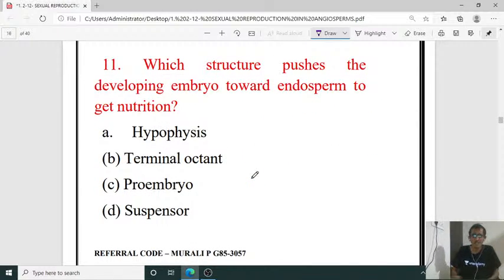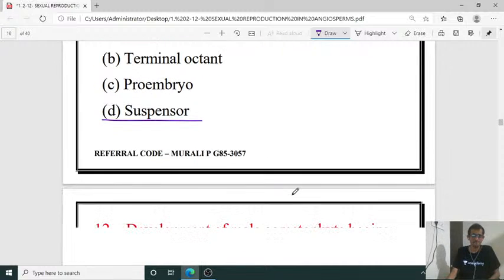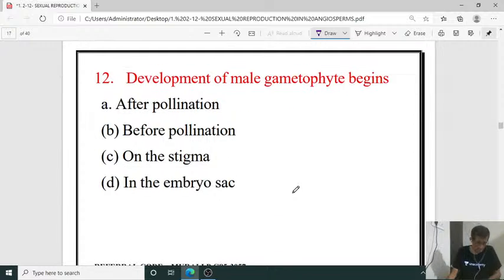The 11th one. Which structure pushes the developing embryo towards the endosperm to get nutrition? In one of the previous questions I said this. It is the suspensor. The suspensor pushes the embryo into the endosperm region for nutrition. Next question number, I think 12. Yeah, the 12th question.